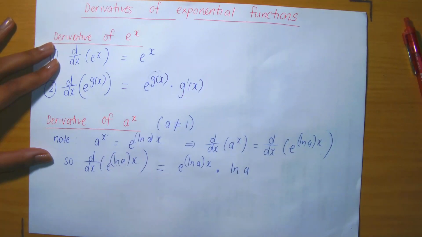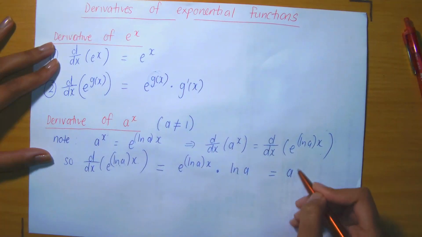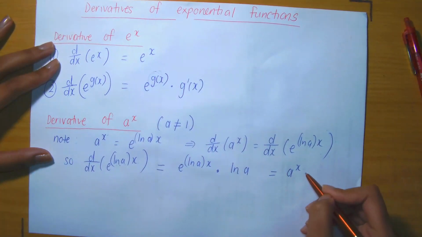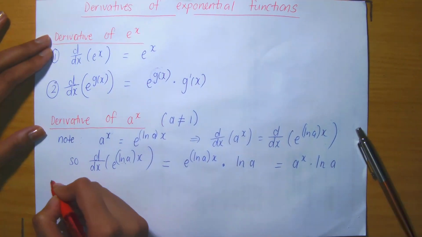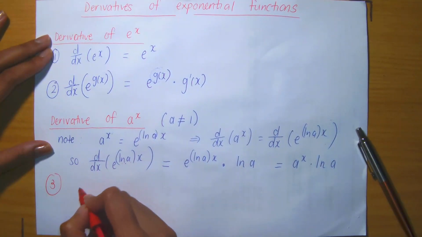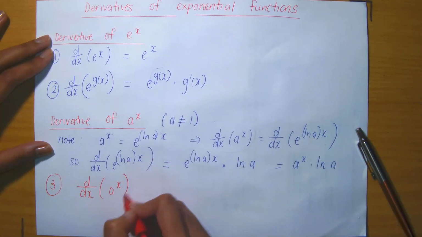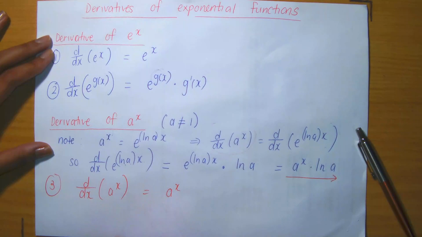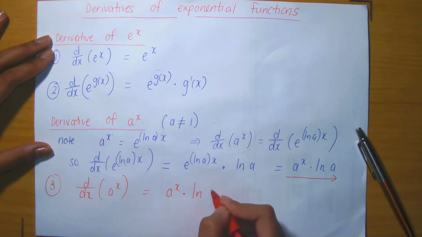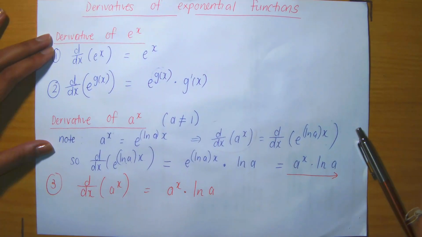So simplifying what we have, since we know that e and ln are inverses, we get back a to the power x times ln of a. And so we now have our formula 3, which tells you that the derivative with respect to x of a to the x is equal to a to the x, so you rewrite it, times ln of a, where a was the base in that exponential form.